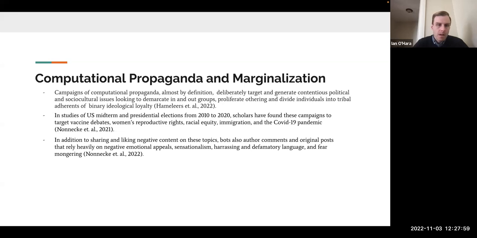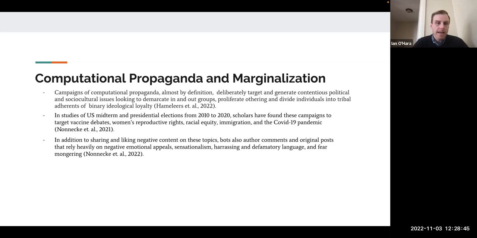So in addition to sharing and liking negative content on these topics, bots also author comments and original posts that rely heavily on negative emotional appeals, sensationalism, harassing and defamatory language, and fear mongering. The bots are so sophisticated now that the piece of content doesn't have to be authored by a human being. Bots can be trained on language learning models to generate specific types of content depending on how the language learning algorithm is optimized.